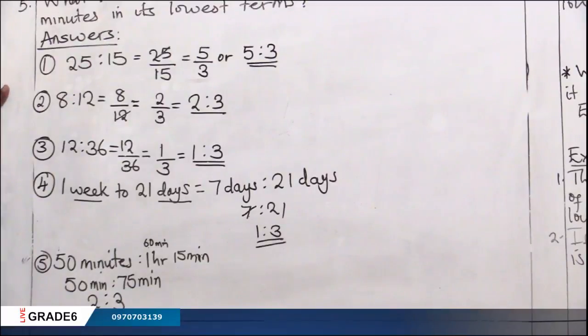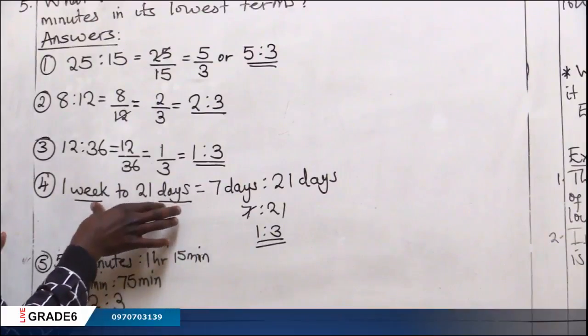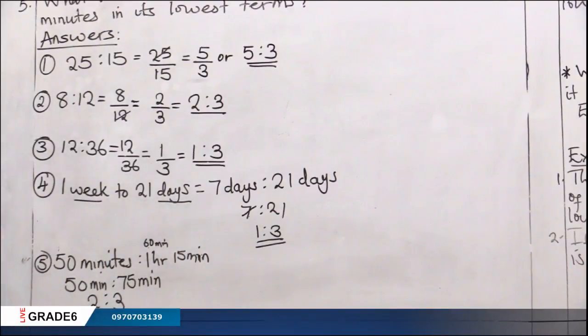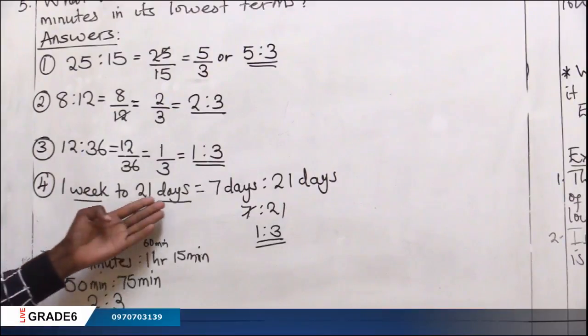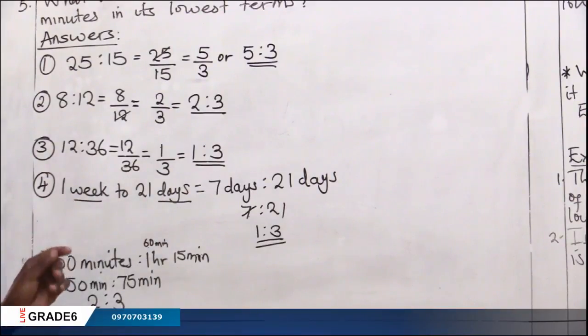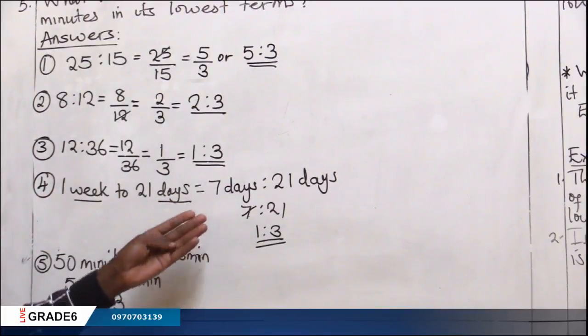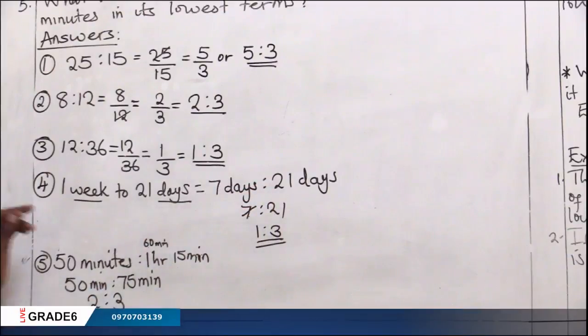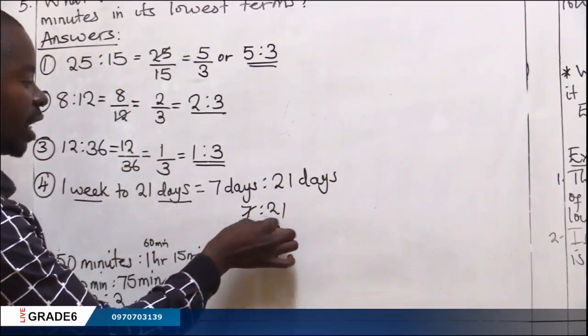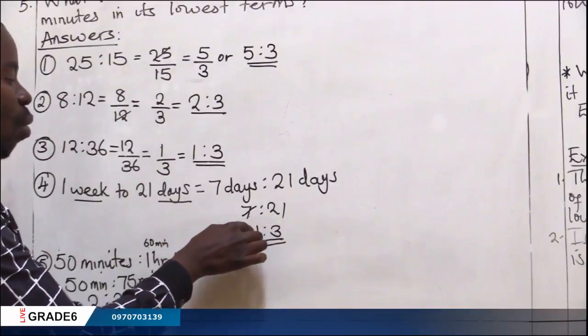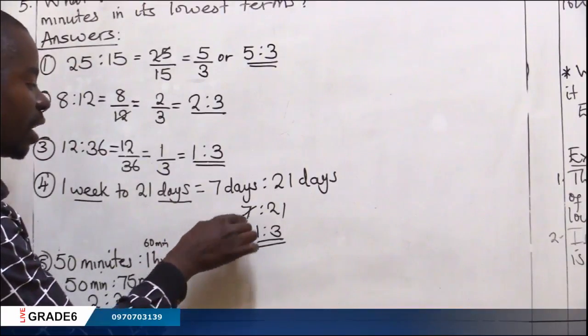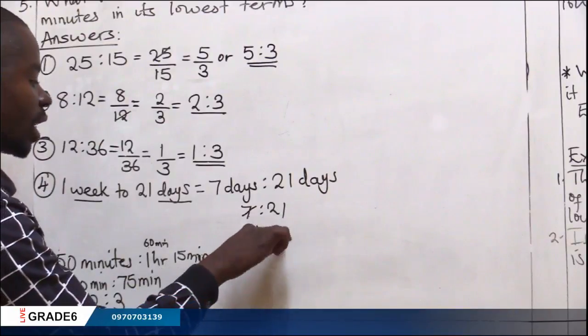And then number 4 says, express 1 week to 21 days as a unitary ratio. I've told you, boys and girls, that to express this as a unitary ratio, you must change the weeks to days, meaning that the units must be the same. In 1 week there are 7 days. Therefore, 7 to 21. We look for a number that can go in 7 and in 21, and that number is 7. 7 into 7 is 1, 7 into 21 is 3.